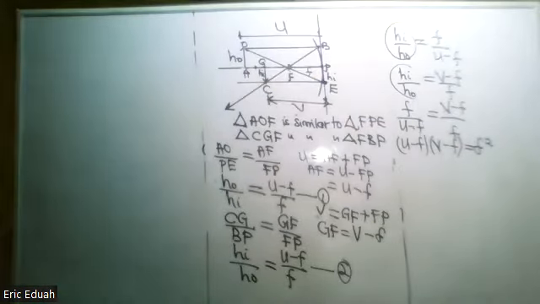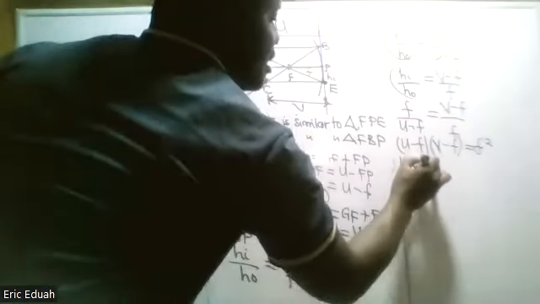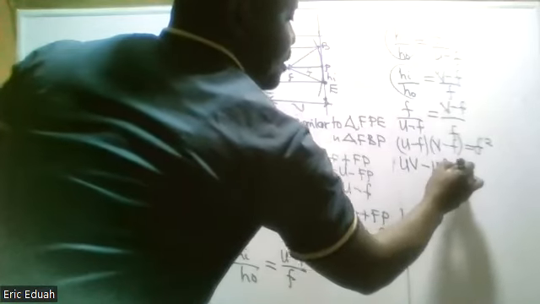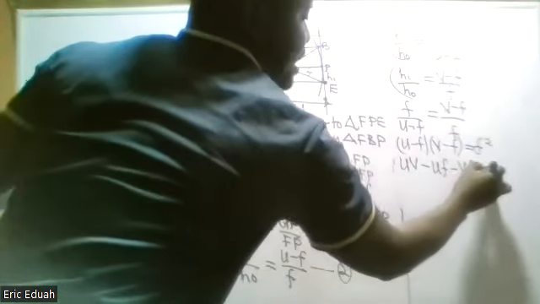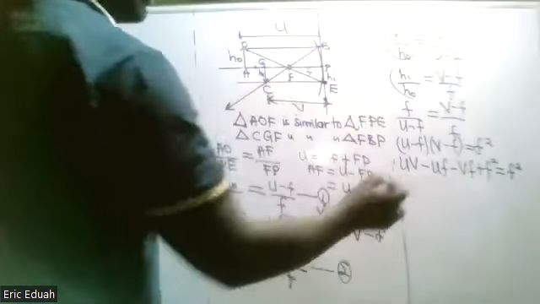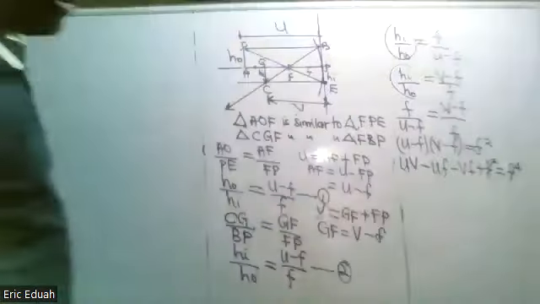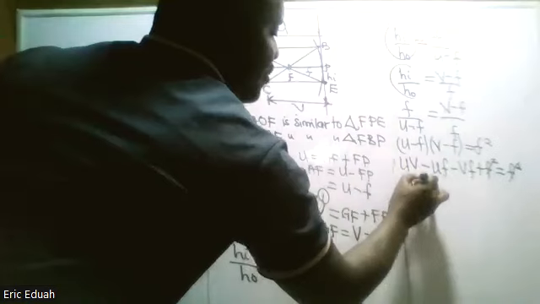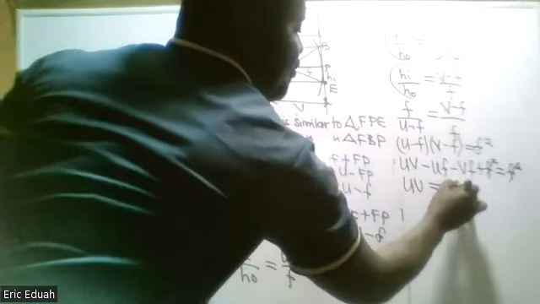So this time this is equal to F squared. Then you open the bracket: UV minus UF minus VF plus F squared is equal to F squared. This side goes to 0. Then you make UV the subject. UV will be equal to UF plus VF.